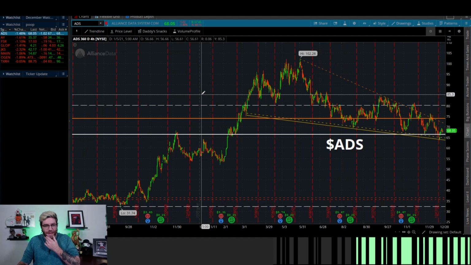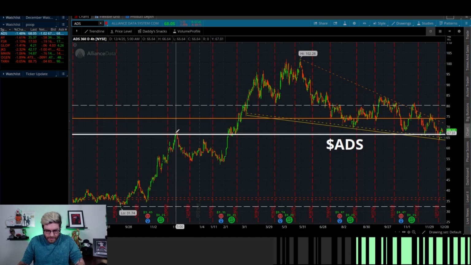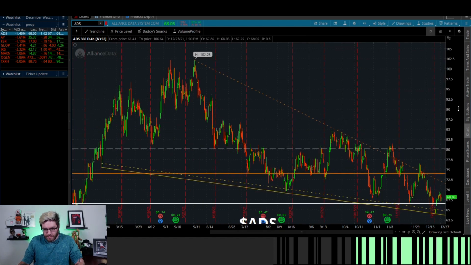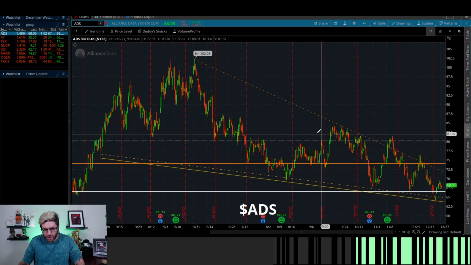So first is ADS, Alliance Data Systems. A gorgeous play. We have an old resistance that was large right here, a big old boy, and then it became a support, and now it's becoming a support once again. This trend down is beautiful. This is a gorgeous wedge down.